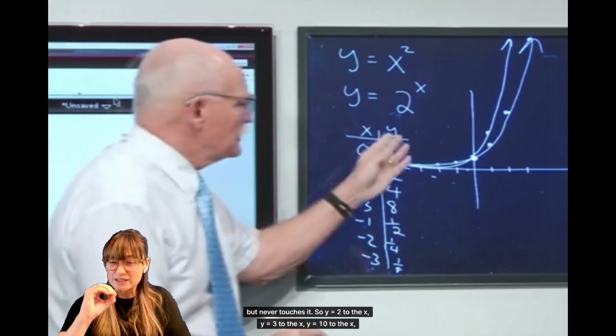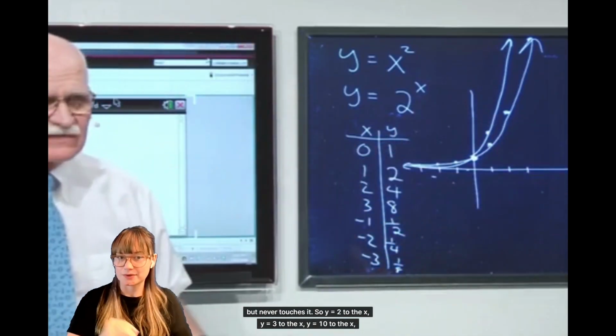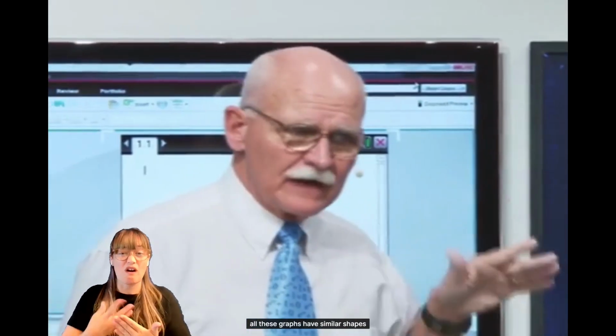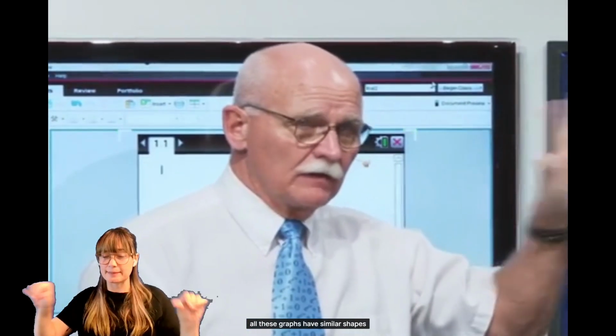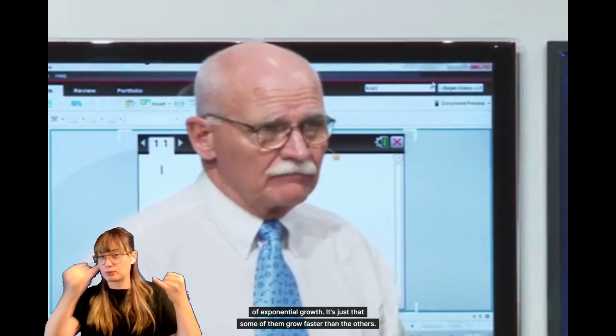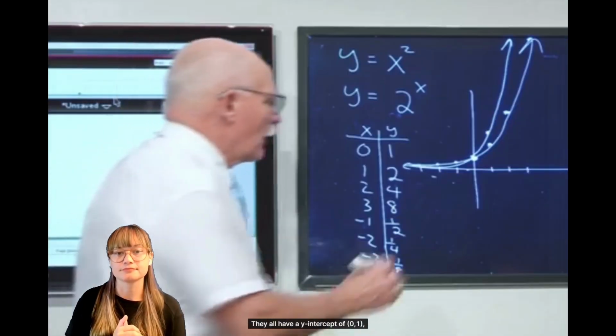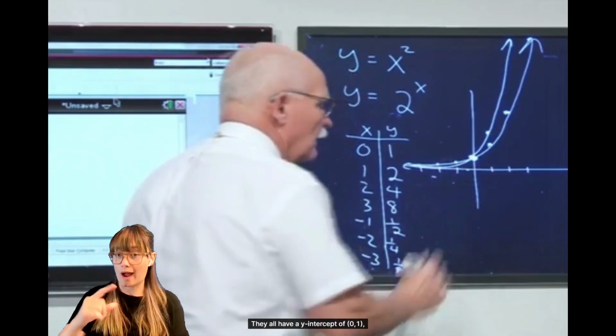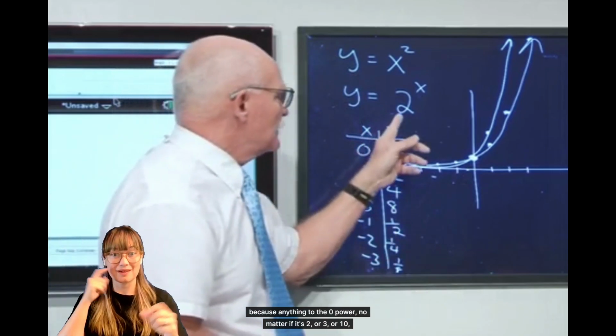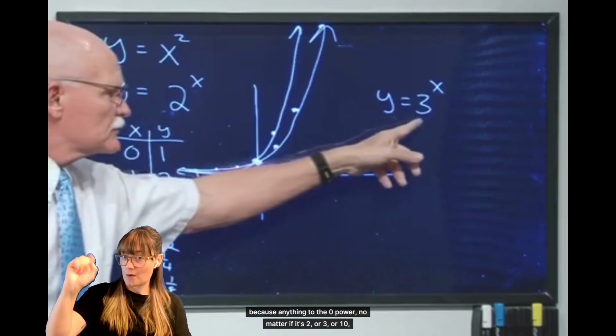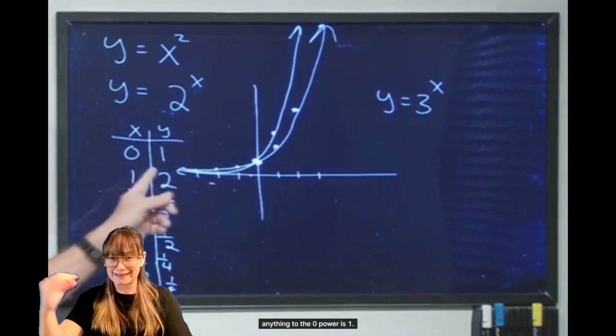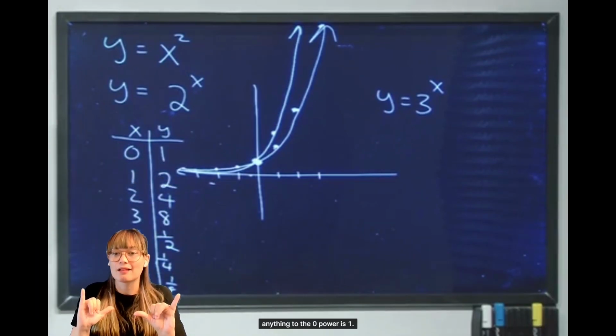So y equals 2 to the x, y equals 3 to the x, y equals 10 to the x. All these graphs have similar shapes of exponential growth. It's just that some of them grow faster than the others. They all have a y-intercept of 0, 1, because anything to the 0 power, no matter if it's 2 or 3 or 10, is 1.